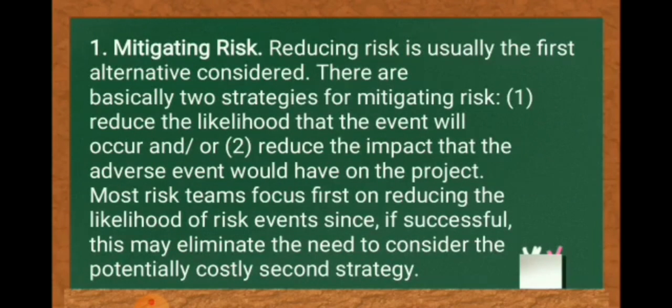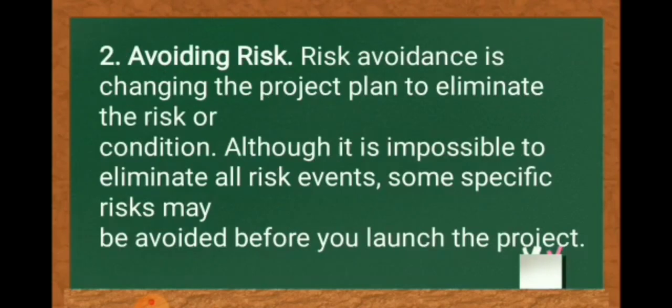Mitigating risk. Reducing risk is usually the first alternative considered. There are basically two strategies for mitigating risk. First is reduce the likelihood that the event will occur, and second, reduce the impact that the adverse event would have on the project. Most risk teams focus first on reducing the likelihood of a risk event since, if successful, they will eliminate the need to consider the potentially costly second strategy.